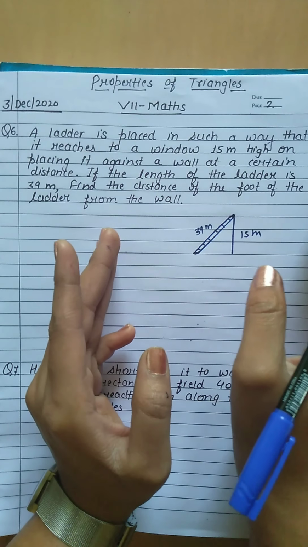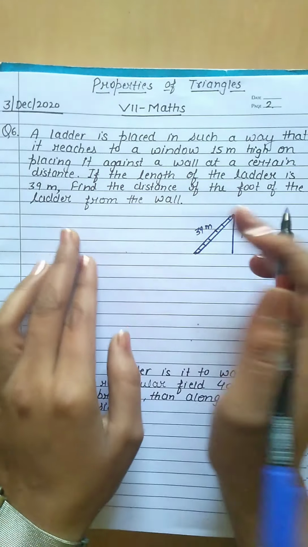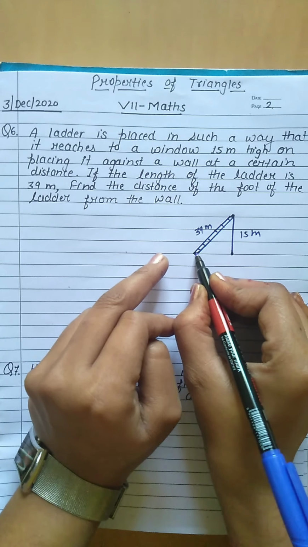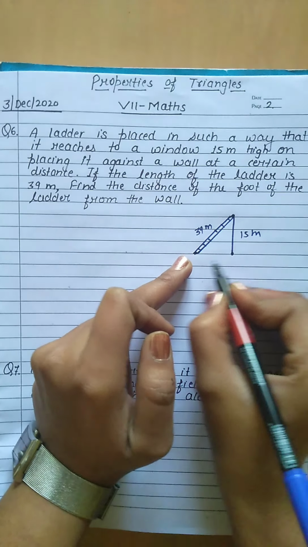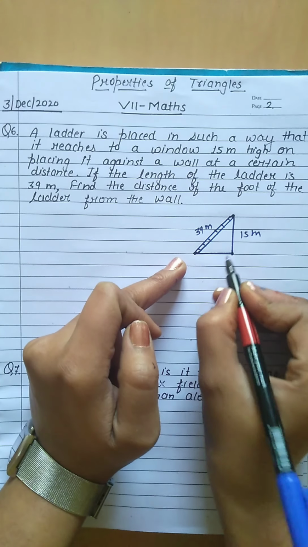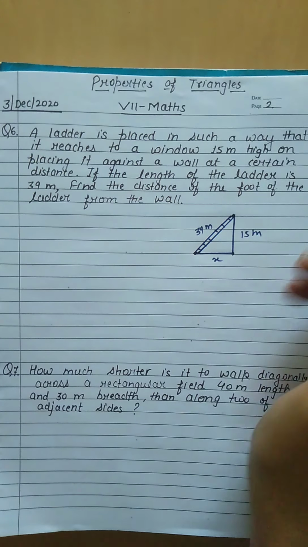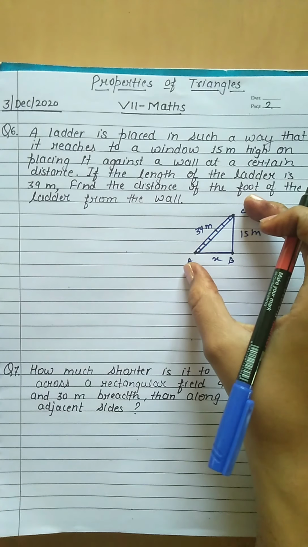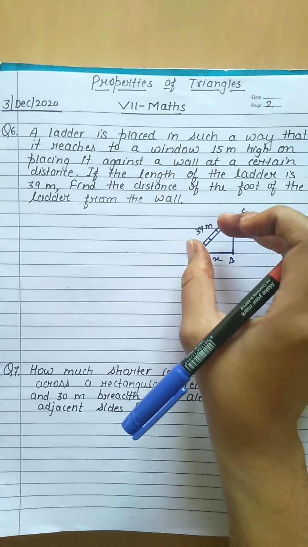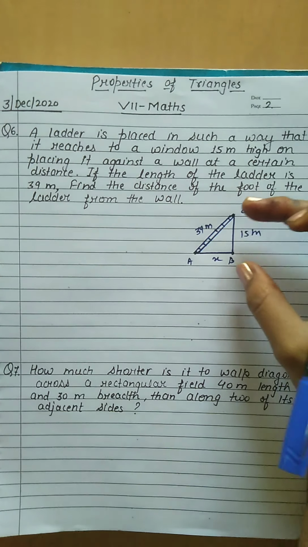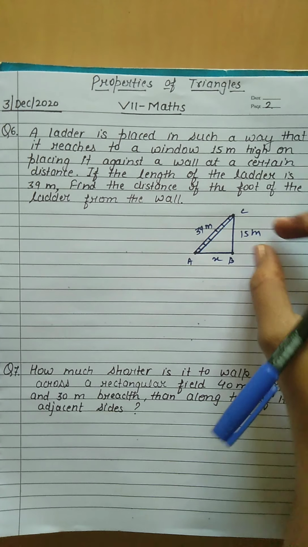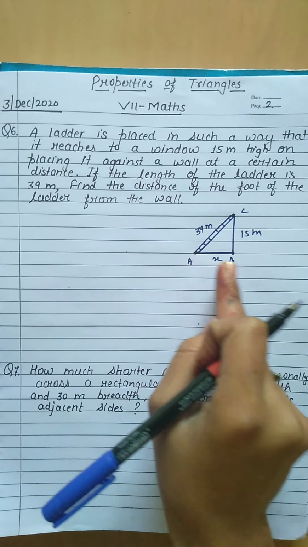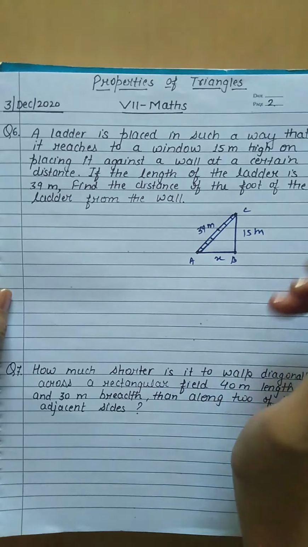ओके, इज दैट क्लियर? सो स्टूडेंट्स, अब आपको फाइंड करना है, फाइंड द डिस्टेंस ऑफ द फुट ऑफ द लैडर, दैट इज से फ्रॉम द वॉल. सो दैट मीन्स जो ये वॉल है इससे आपको लैडर के फुट की ये डिस्टेंस फाइंड करनी है. ओके, सो स्टूडेंट, दैट इज A, B and C. AC is here ladder, which is equal to 39 meter, and this is a wall that is 15 meter, and that is the distance between the foot of the ladder from the wall. Okay students, is that clear?